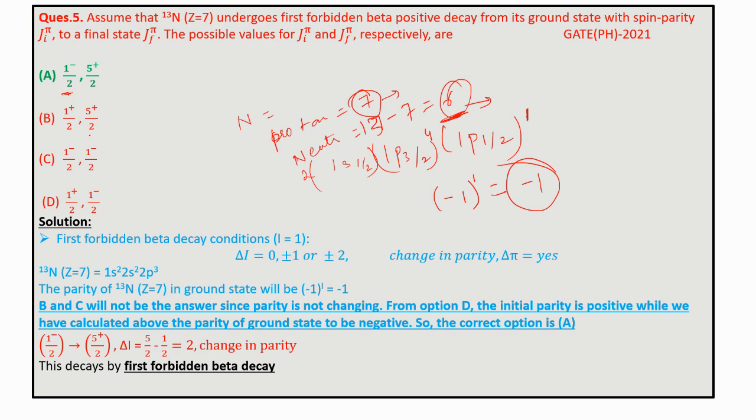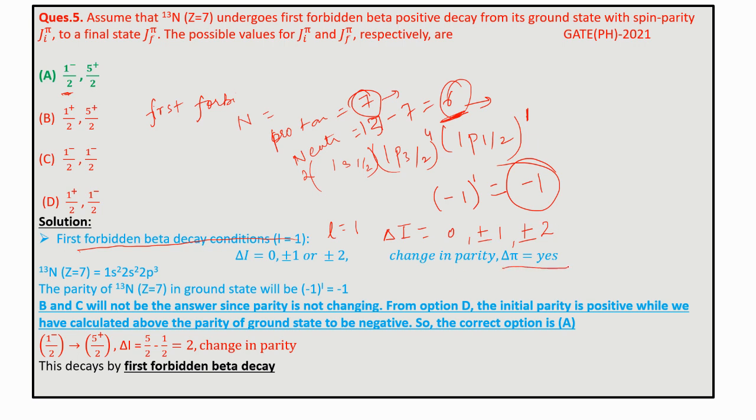And this is going by first forbidden beta decay. First forbidden beta decay, second forbidden beta decay, this we have covered in the last class. So those who are new here, this is a question from the previous class. The first forbidden beta decay we did in the previous class. L is equal to 1, so delta I value will be 0, plus or minus 1. These are the parity and angular momentum selection rules for first forbidden beta decay.